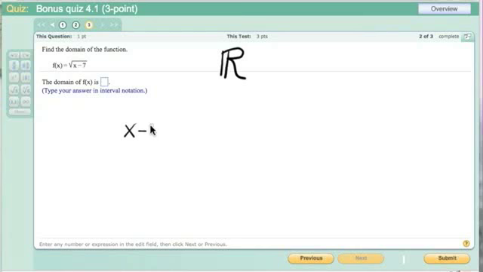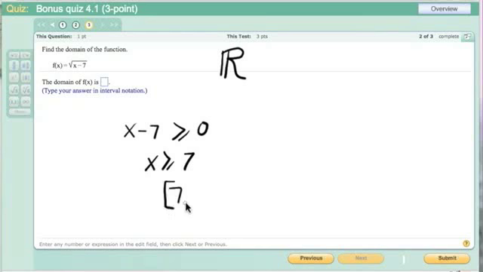So what's under here has got to be greater than or equal to 0. x minus 7 is what's under there, and it has to be greater than or equal to 0. And lo and behold, an inequality pops out of this problem. And we can add 7 to both sides, and we get this. And so that's the answer. Our domain is not R, it's severely restricted. x has to be greater than or equal to 7.